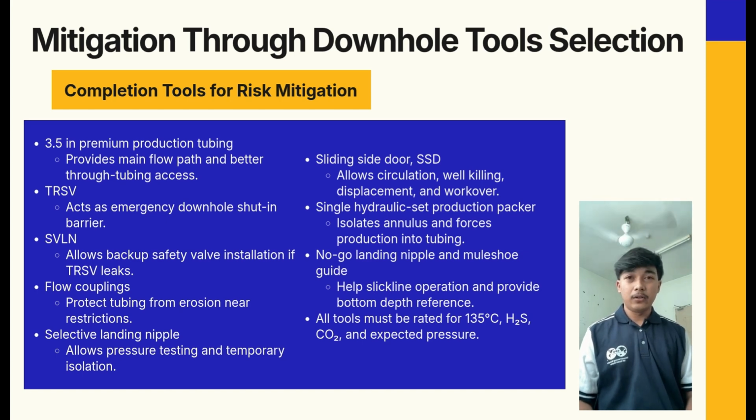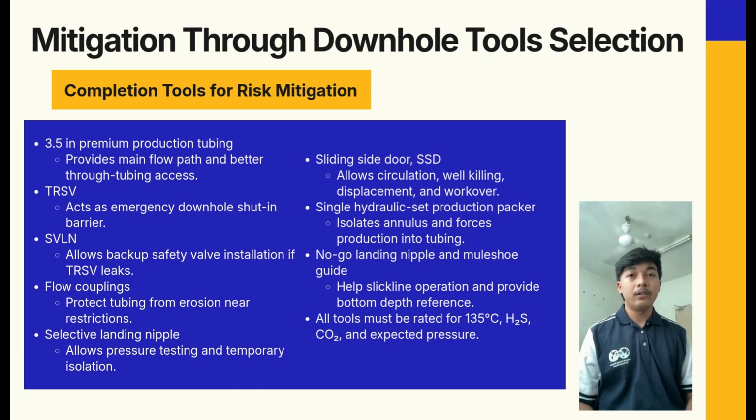So for well control, a tubing retrievable safety valve or TRSV will be installed as the main emergency shut-in barrier. A safety valve landing nipple or SVLN will also be placed above it as backup if the TRSV leaks. A single hydraulic set production packer will be used to isolate the annulus and direct production into the tubing.